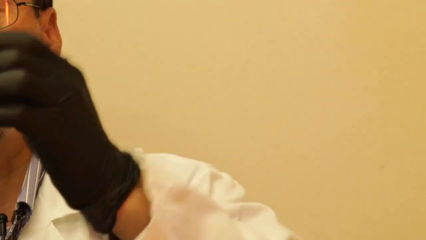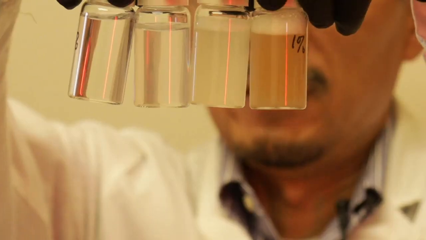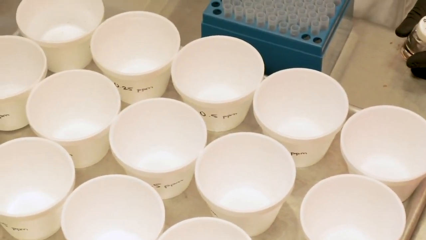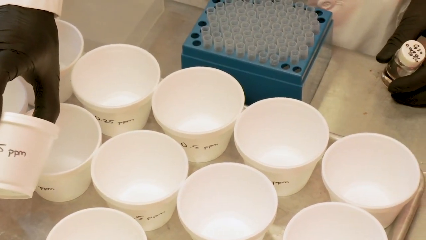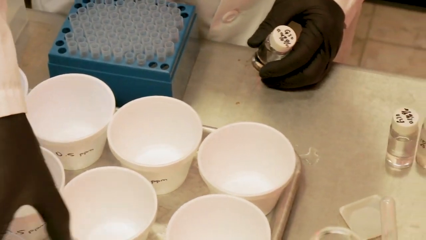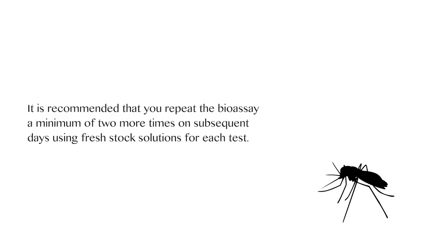After you have added the larvae to the bioassay cups, then add the different concentrations of the control agent to the cups. In order to avoid contamination, disposable cups are preferred to reusing bioassay containers. Remember to follow all required procedures for disposing of materials used in bioassays. It is recommended that you repeat the bioassay a minimum of 2 more times on subsequent days using fresh stock solutions for each test.